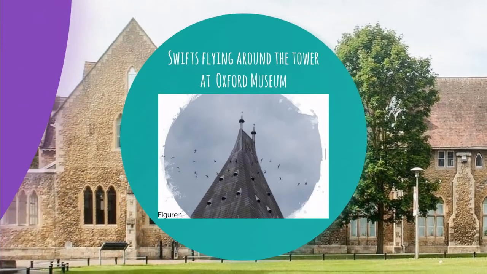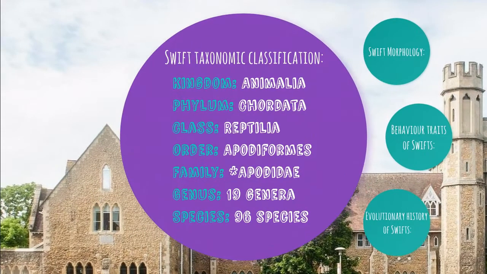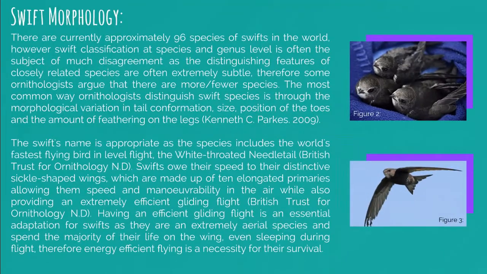The Apodidae family, swifts. Swift taxonomic classification. Swifts are part of the kingdom Animalia, phylum Chordata, class Reptilia, order Apodiforms, and family Apodidae. There are 19 genera and 96 species of swift. Swift morphology. There are currently approximately 96 species of swift in the world.